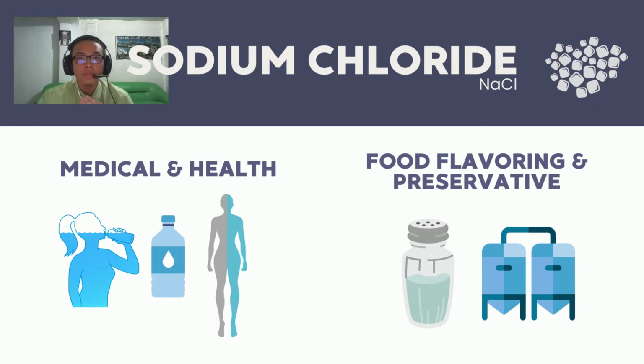Secondly, food flavoring and preservation. Sodium chloride has been used to flavor and preserve foods for thousands of years. As a preservative, salt helps to prevent spoilage and helps to keep food like ready-to-eat meats and cheeses safe to eat. Salt is also used in fermentation processes for foods.